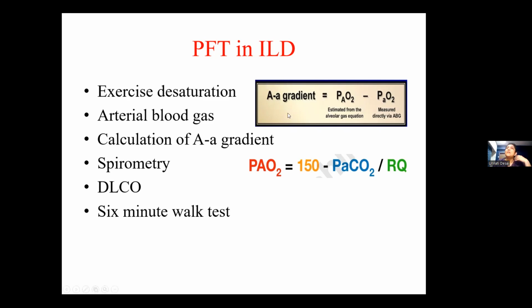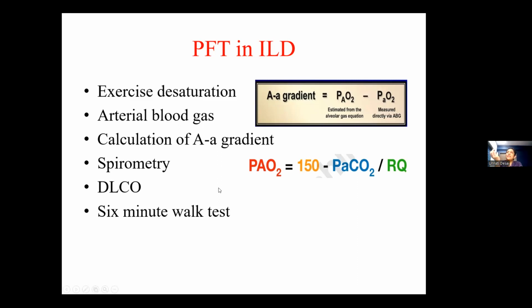Again, this doesn't have much use in practice, but when we teach our MD students or our UG students, we do teach them to calculate an alveolar arterial gradient. An ABG may be normal, but an alveolar arterial gradient may be abnormal in an ILD case. So we calculate the alveolar arterial gradient.